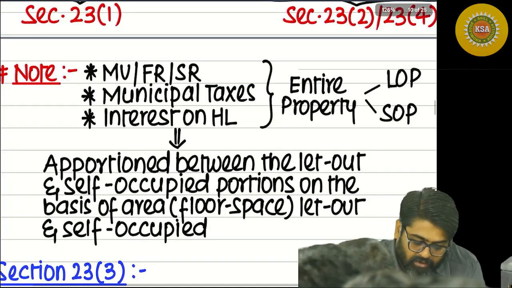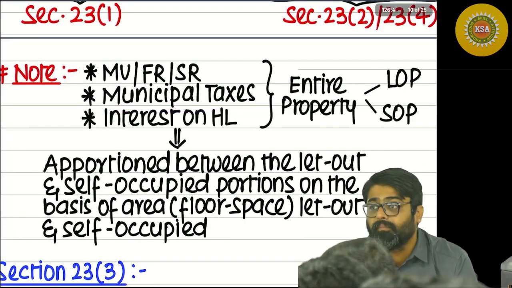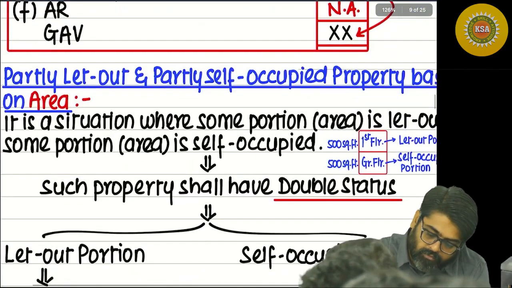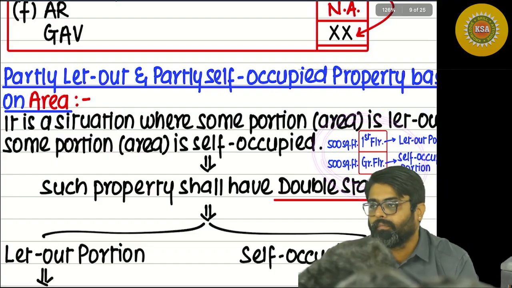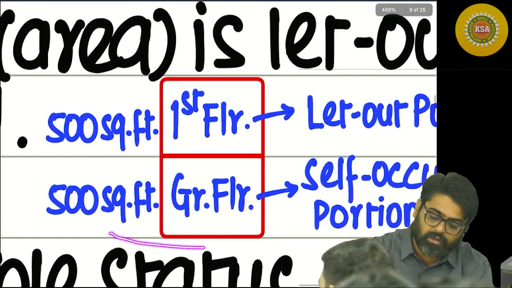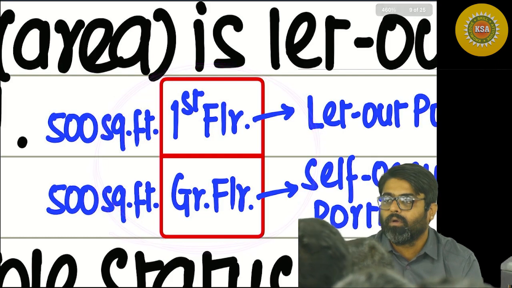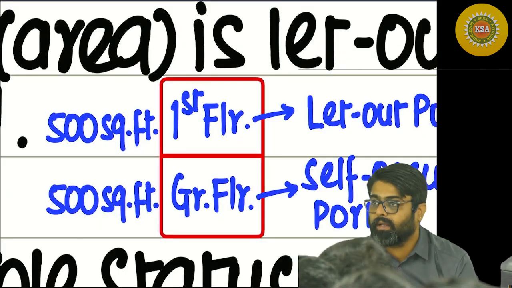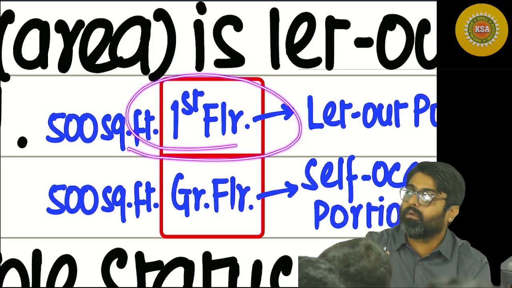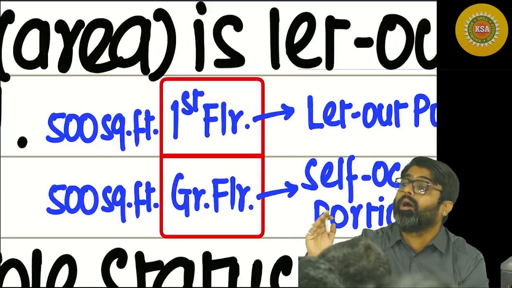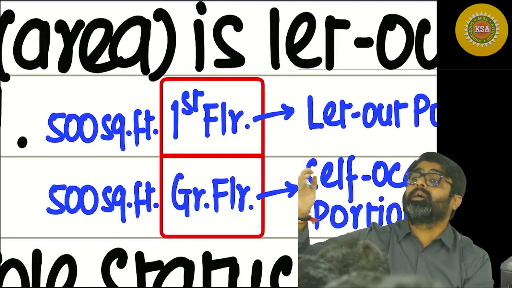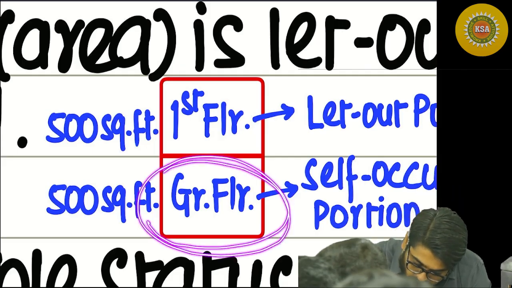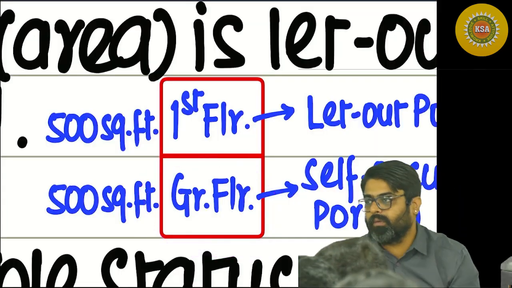Yes or no? Can I say municipal taxes also you can pay for the property for which you get the deduction? Now what if the municipal tax is also given for the full property? So that also you are supposed to do proportionately. Municipal tax for let out portion will be allowed as a deduction while calculating the annual value of let out portion, and municipal tax of self-occupied portion will be ignored.